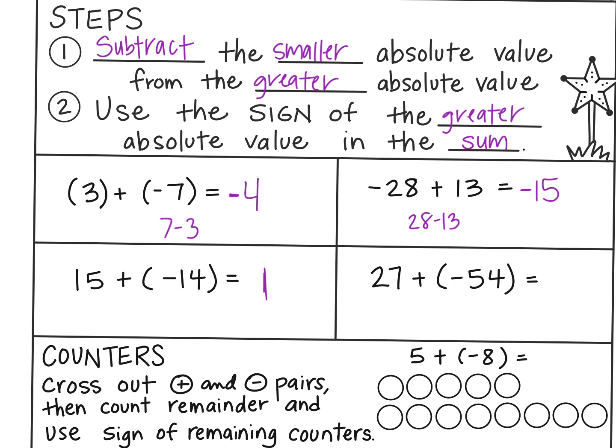Absolute values of 54 and 27. I'm going to subtract those. So my answer is going to be 27, but I'm going to use the sign of the larger absolute value number, which is negative. So in order to get that again, I did 54 minus 27. Here I did 15 minus 14. Okay, we'll do the counters and the number line tomorrow. Go ahead and make sure you have everything you came with.